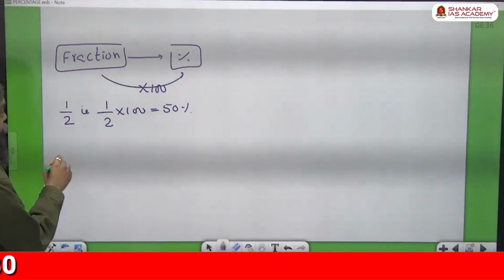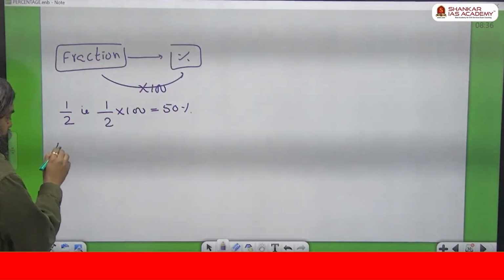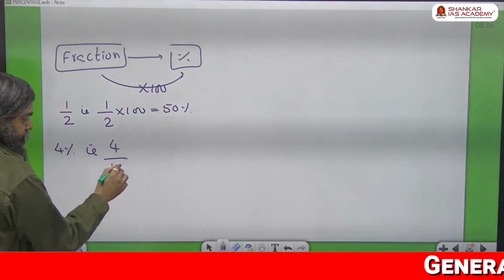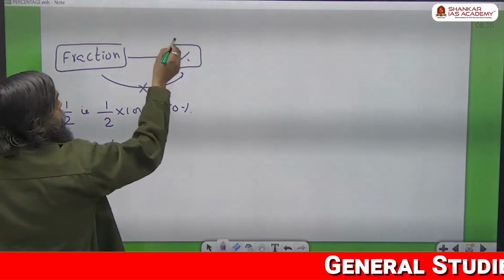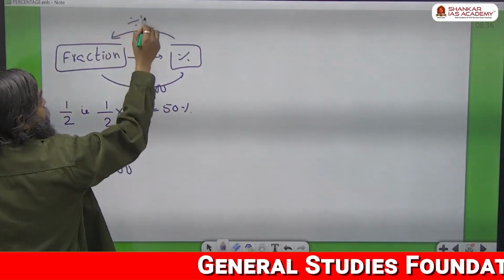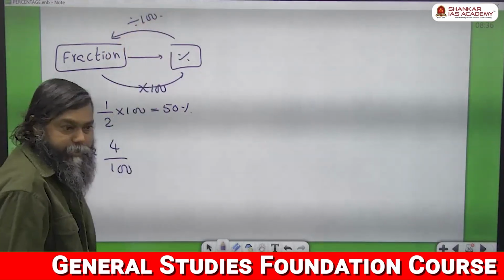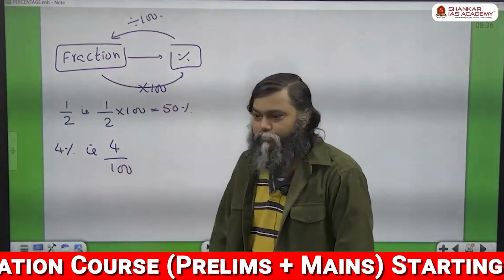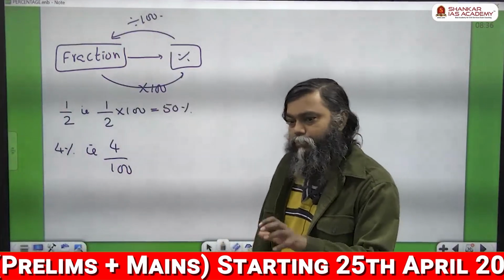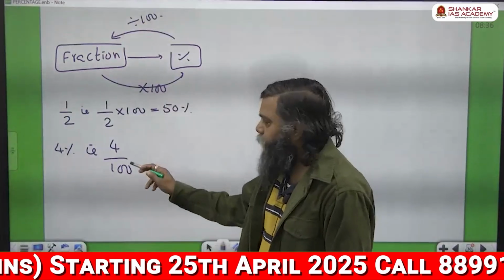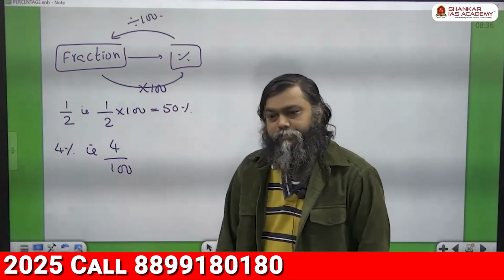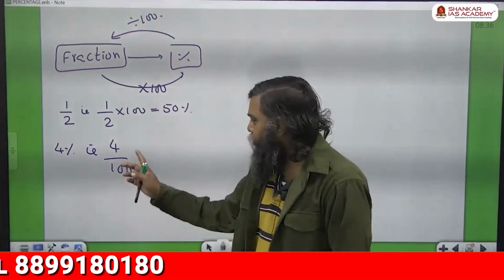How can I convert a percentage into a fraction? 4%. Divide by 100. Do you understand this? For example, CRR is approximately 4%. So how can you write 4% as a fraction? 4/100. Tell me, what is the numerator and what is the denominator? The numerator is 4, sir, and the denominator is 100.